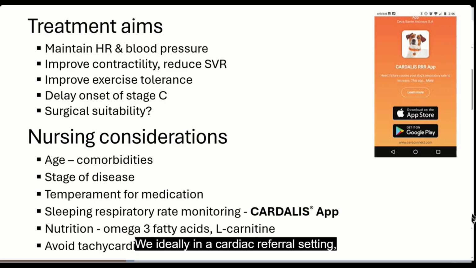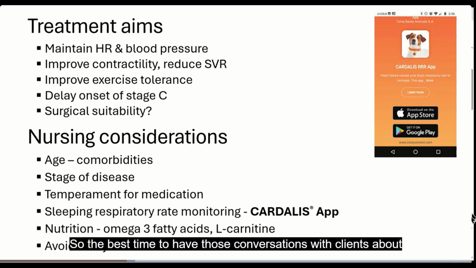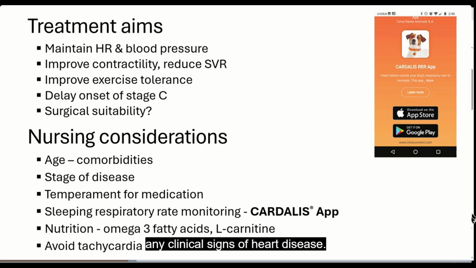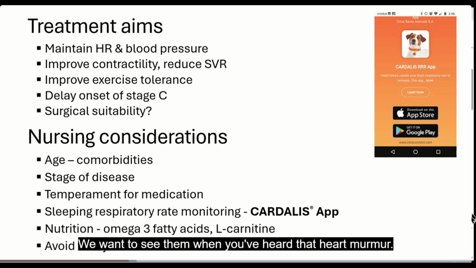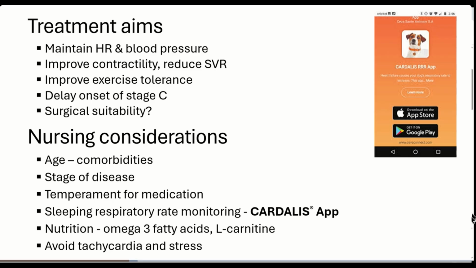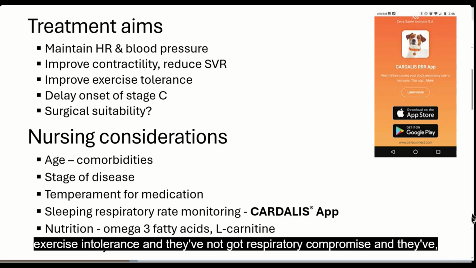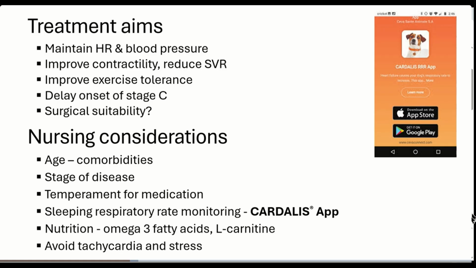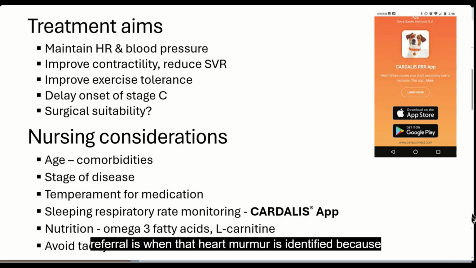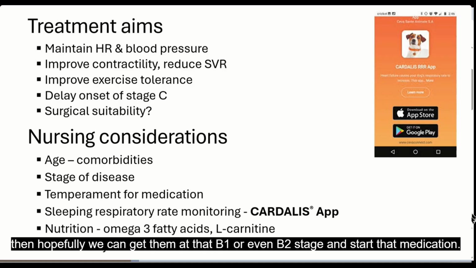Ideally, in a cardiac referral setting, we want to see them before they get to their heart failure stage. So the best time to have those conversations with clients about potential referral for cardiac workup is before their pet is showing any clinical signs of heart disease. We want to see them when you've heard that heart murmur and they've not got exercise intolerance, they've not got respiratory compromise, and they're not showing any kind of syncopal signs or anything like that. So the best time for us to get that referral is when that heart murmur is identified, because then hopefully we can get them at that B1 or even B2 stage and start that medication.